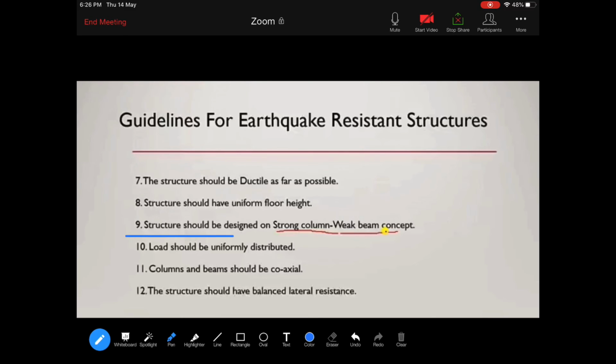Next one is, structure should be designed on the strong column, weak beam concept. This is an important concept as per IS code.